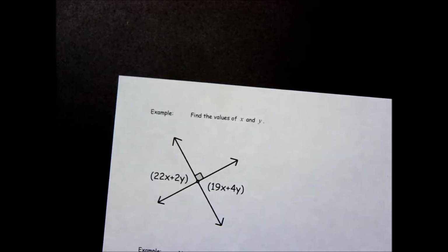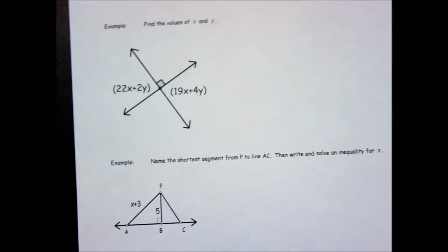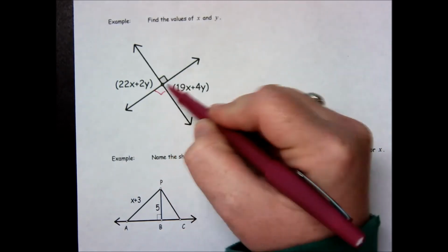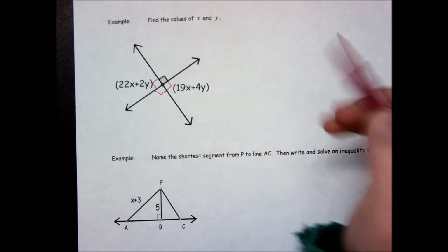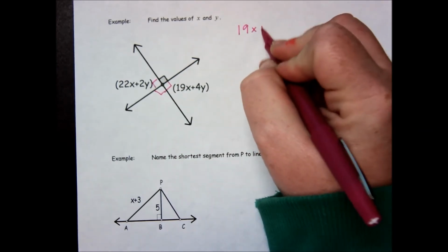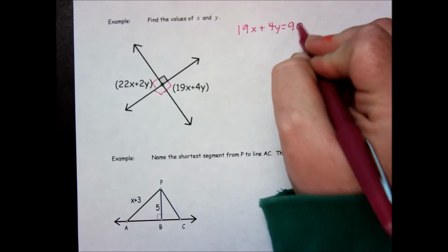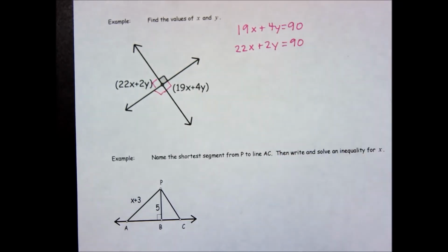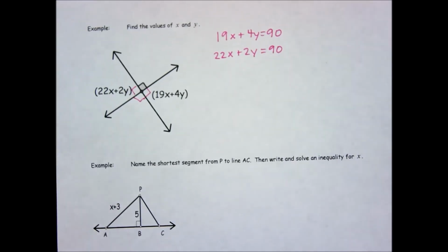So now let's look at doing some solving. So I know that this is a 90-degree angle, so this also has to be a 90-degree angle, and so does this, and so does this. So I know that 19x plus 4y equals 90, and I know that 22x plus 2y equals 90. I'm not used to having x and y's in the same equation, or at least y'all usually aren't. But we did this in Algebra 1, where we have two equations, which is a system of equations, and we solved them by substitution or by elimination method.